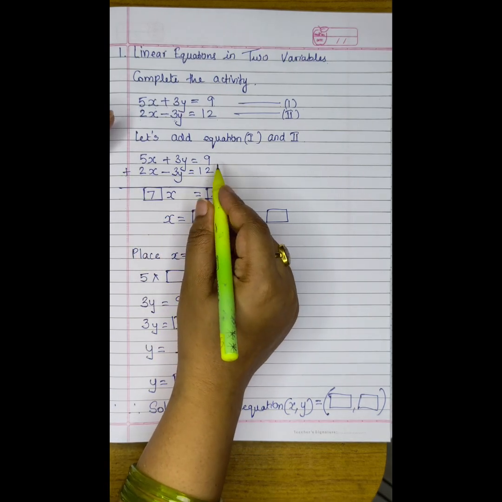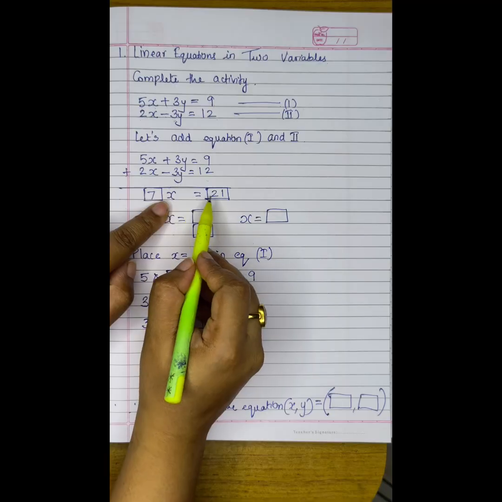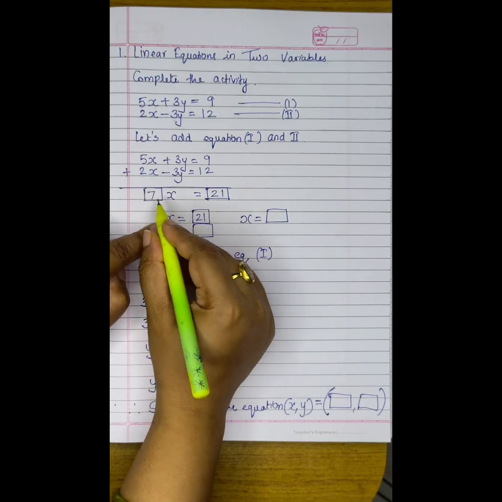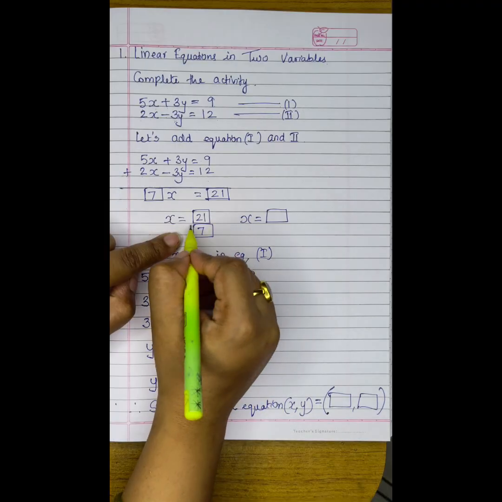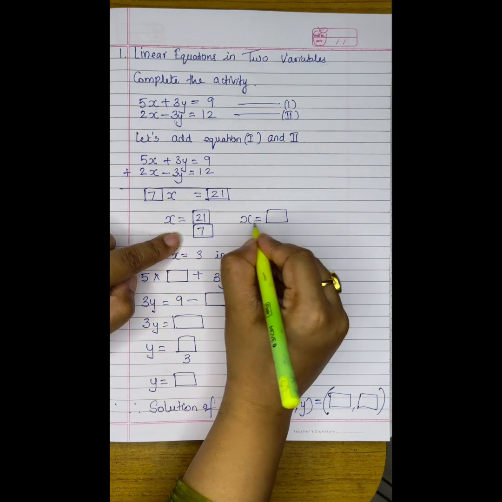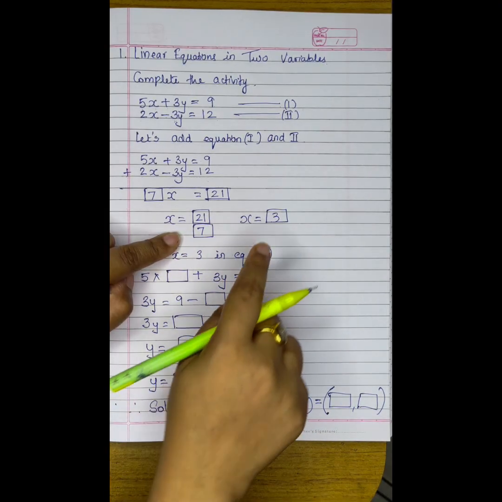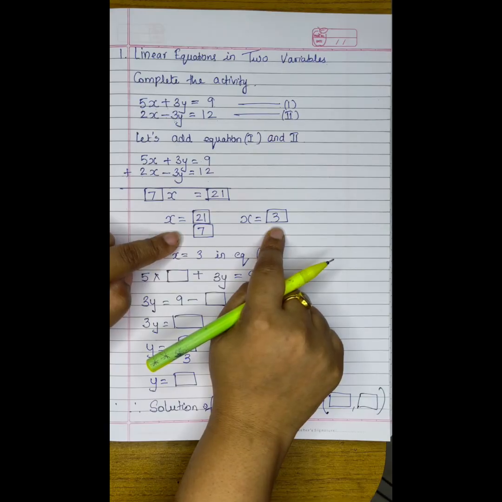21. 12 plus 9. Now 7x is equal to 21 and this 7 you bring it down. When you cut this, 7 ones are 7, 7 threes are 21. So x is equal to 3. Okay. Now we got the value of x. x is equal to 3.